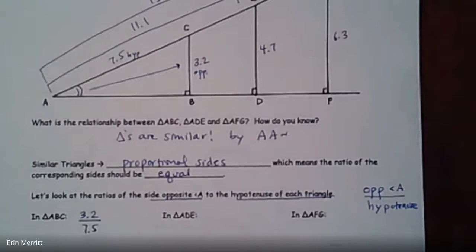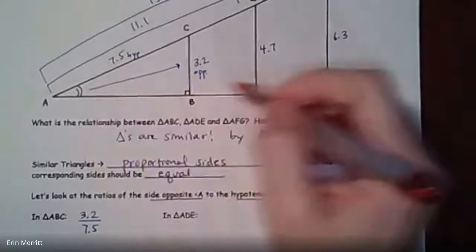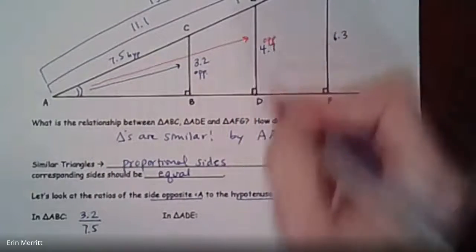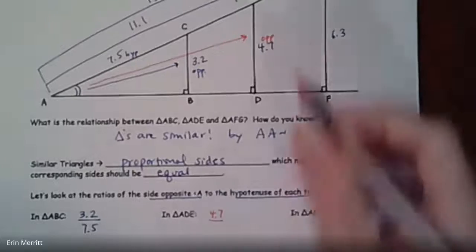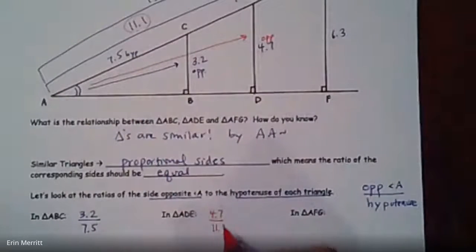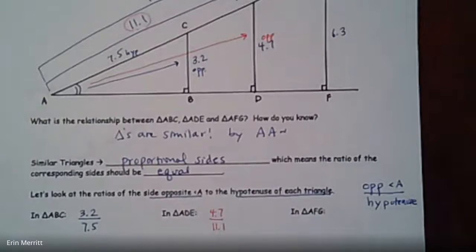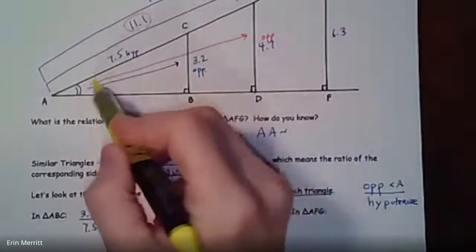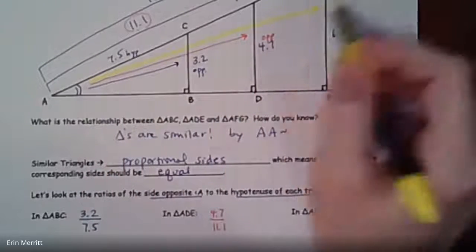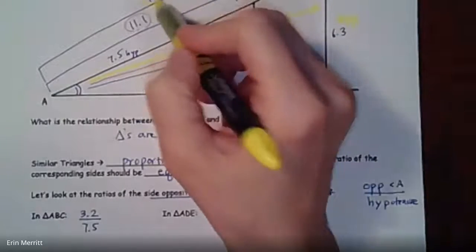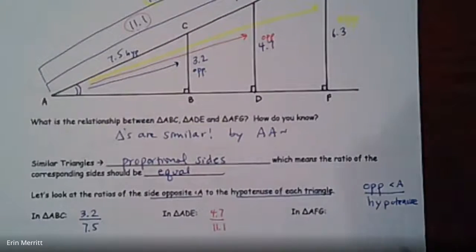All right, now let's take a look at the next triangle. In triangle ADE, we'd be going all the way over to here. So this would be my opposite side, which would be 4.7. And then the hypotenuse of that triangle goes from A to E. That was the 11.1. And then in the last case, AFG, that big triangle, I got my yellow highlighter here. I go all the way over here. So this is the opposite side right here, the 6.3, and then that's the hypotenuse there. So this one would be 6.3 to 15.